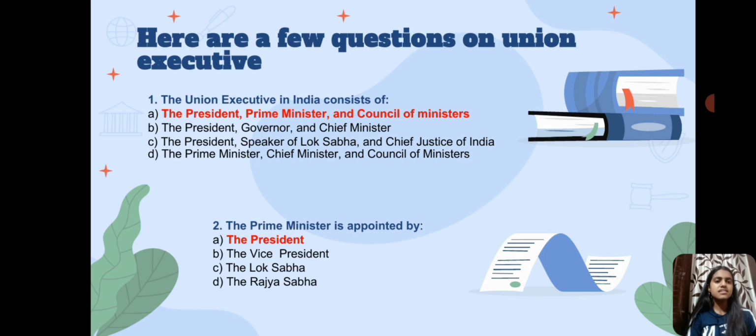The Prime Minister is appointed by A. the President, B. the Vice President, C. the Lok Sabha, D. the Rajya Sabha. The right answer is the President. Yes, it is the President who appoints our Prime Minister.